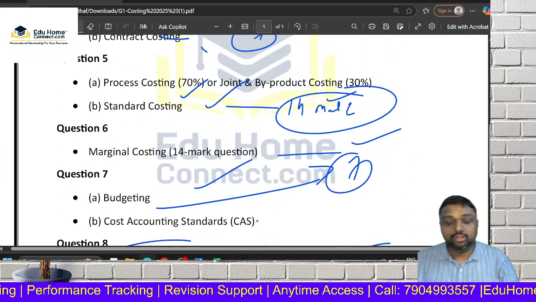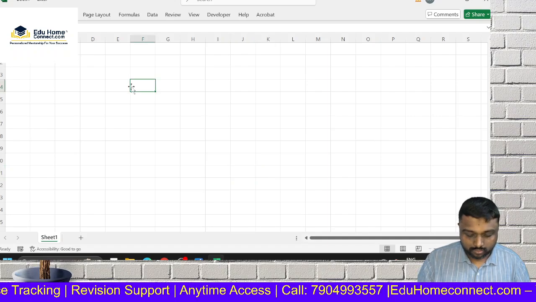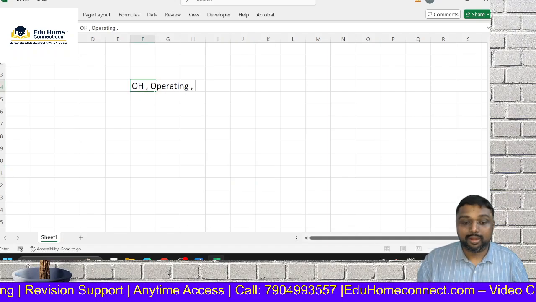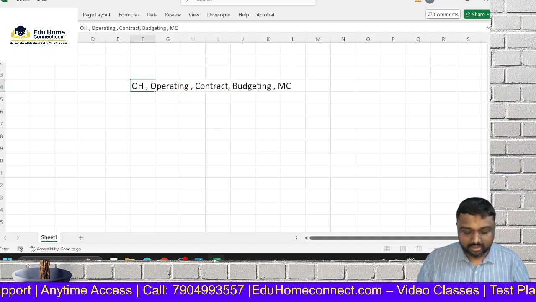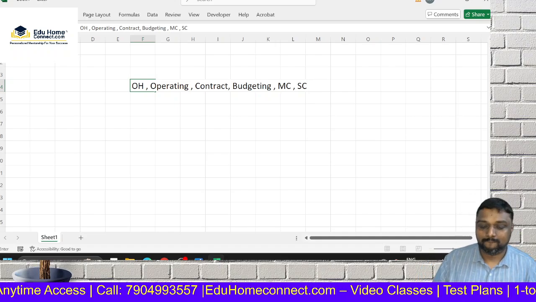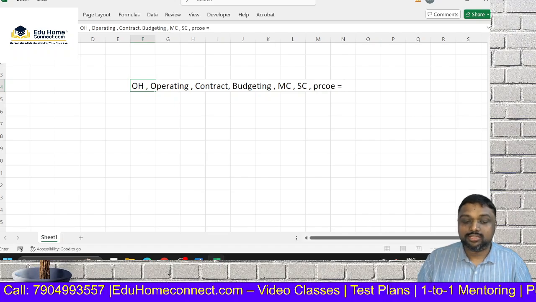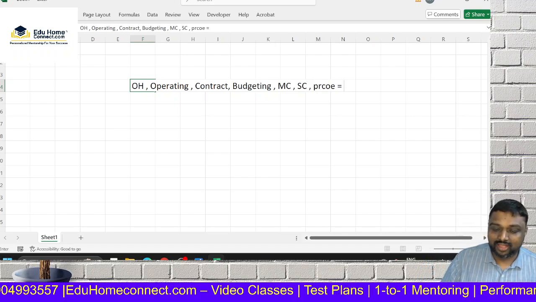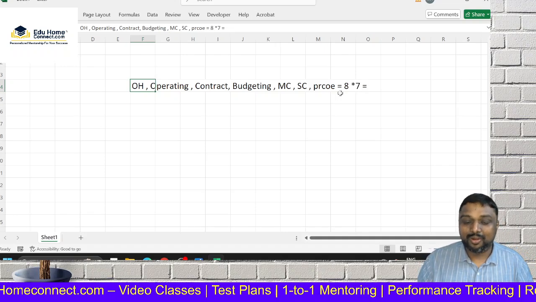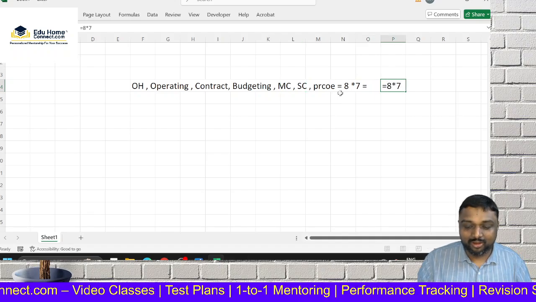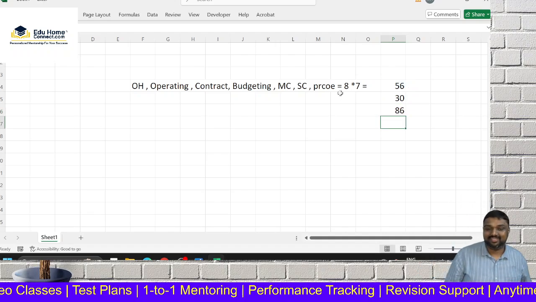See, my dear friends, if you just take these chapters: overhead, operating costing, contract costing, budgeting, marginal costing, standard costing, and then the process chapter. See what is the mark? 7 chapters, 8 into 7. Marginal costing is 7. What is the mark, friends? This chapter alone, you are getting 56 marks. MCQ 30. Total, you are getting 86.